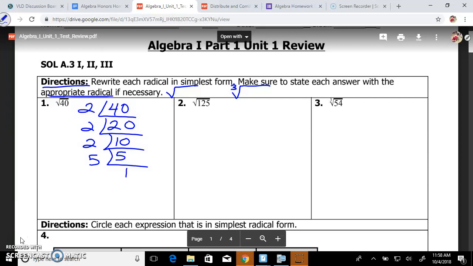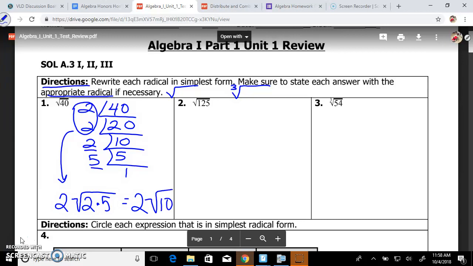It's a square root, so we're looking for groups of 2. There's one group of 2's, so that comes down to the outside. And then 2 and 5 are just left over, so they'll be left over inside. 2 times 5. Our best answer would be 2 root 10. Final answer is 2 root 10.